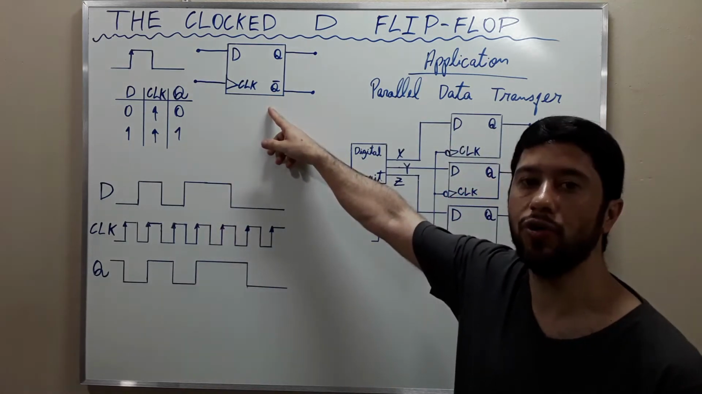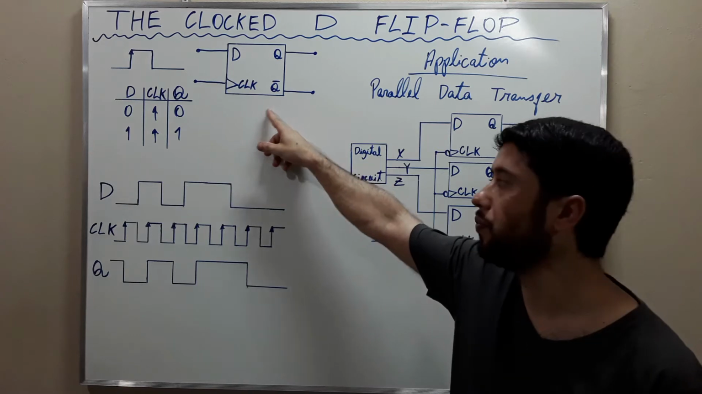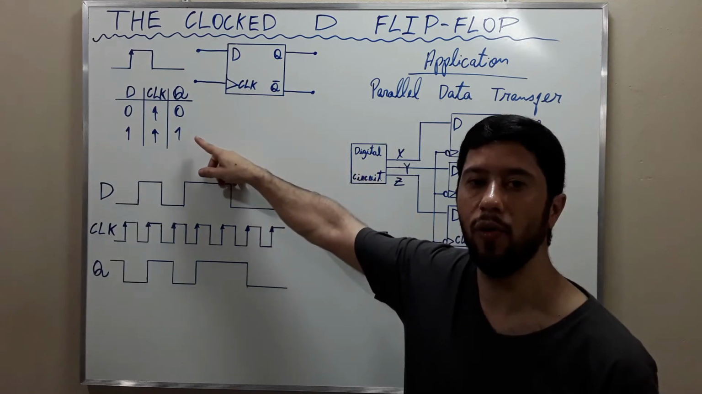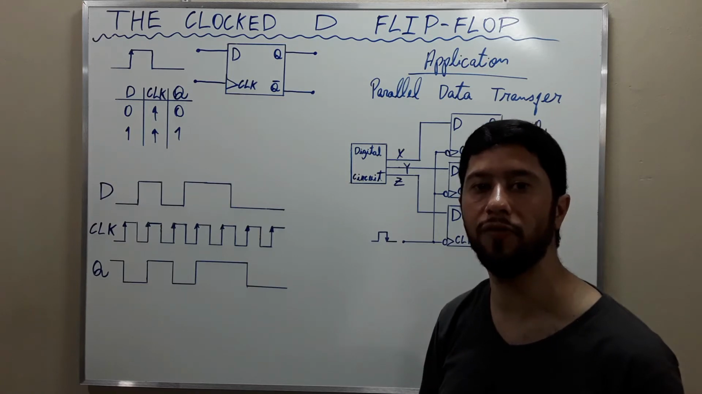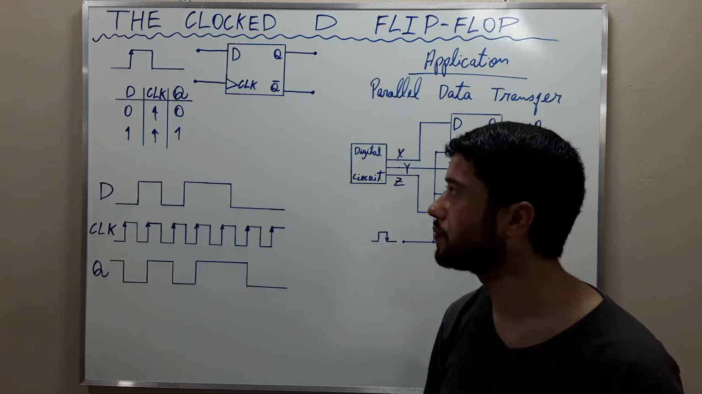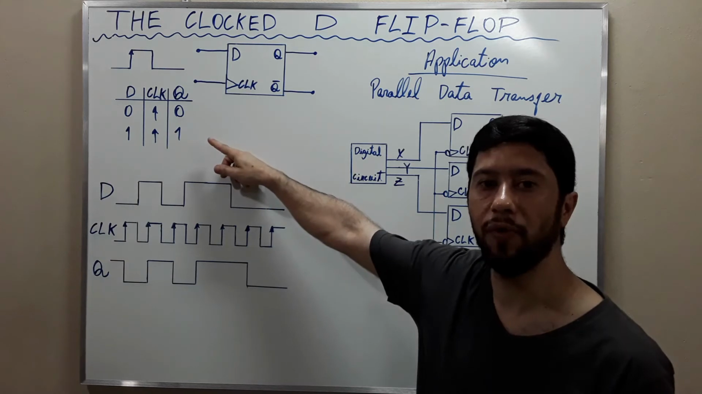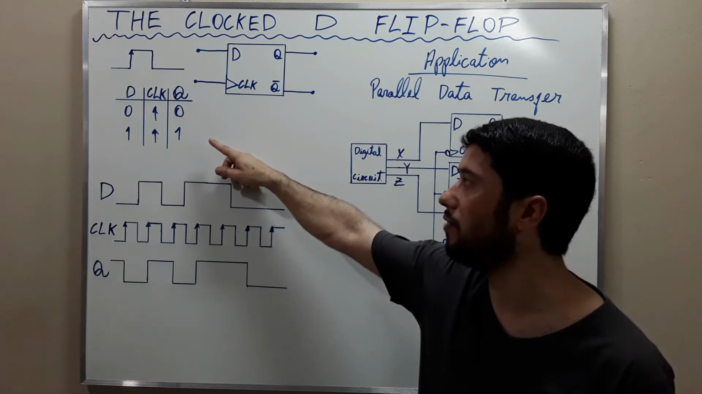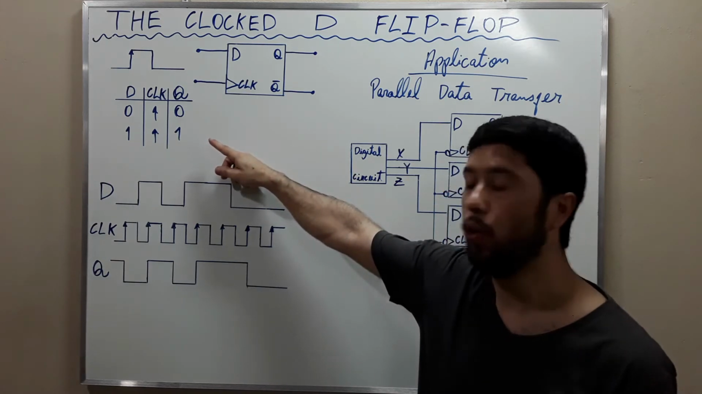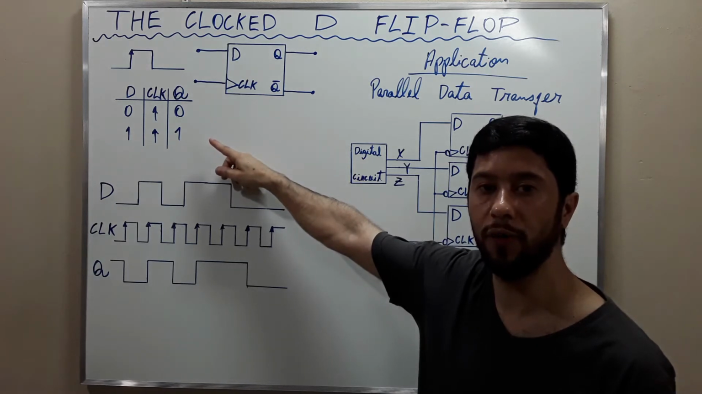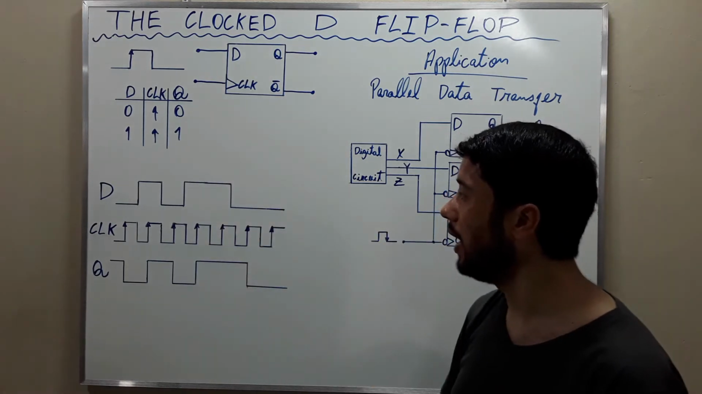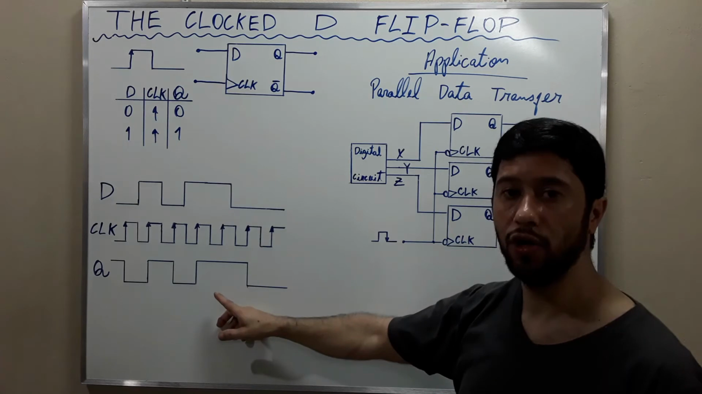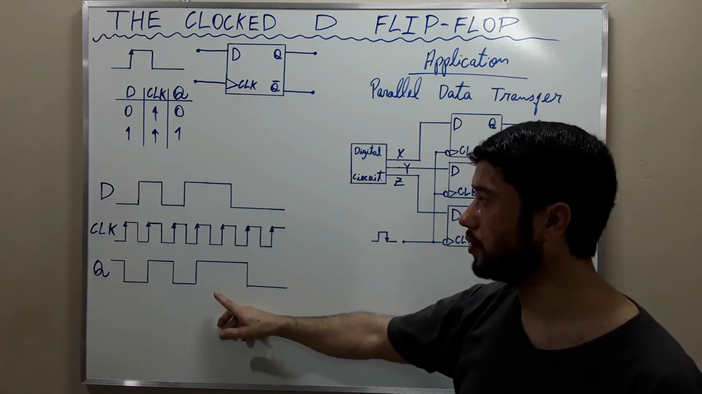The figure shows the logic symbol and the function table of the clock, the D flip-flop that triggers on a positive going transition of the clock. The function table shows that the logic level present at D will be stored in the flip-flop at the occurrence of the positive going transition of the clock. And these waveforms show its operation.